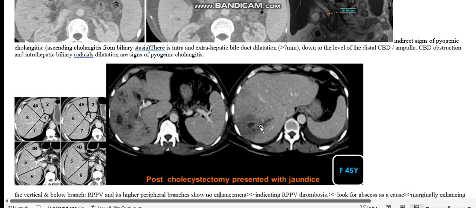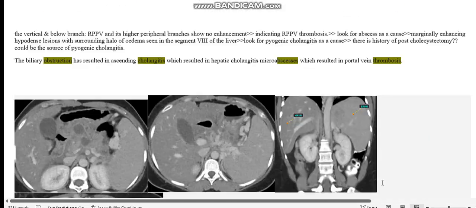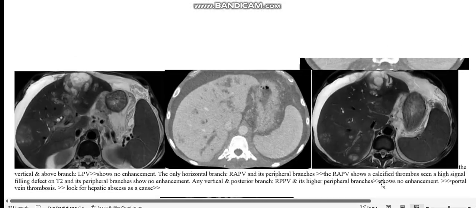It doesn't show enhancement. Can you see the right hepatic vein? This is the right hepatic vein. This is not the right hepatic vein. This is the right posterior portal vein. Okay, here. It's non-enhancing. The right posterior portal vein is not enhancing here. Okay. So this is how to detect the branch of the portal vein.